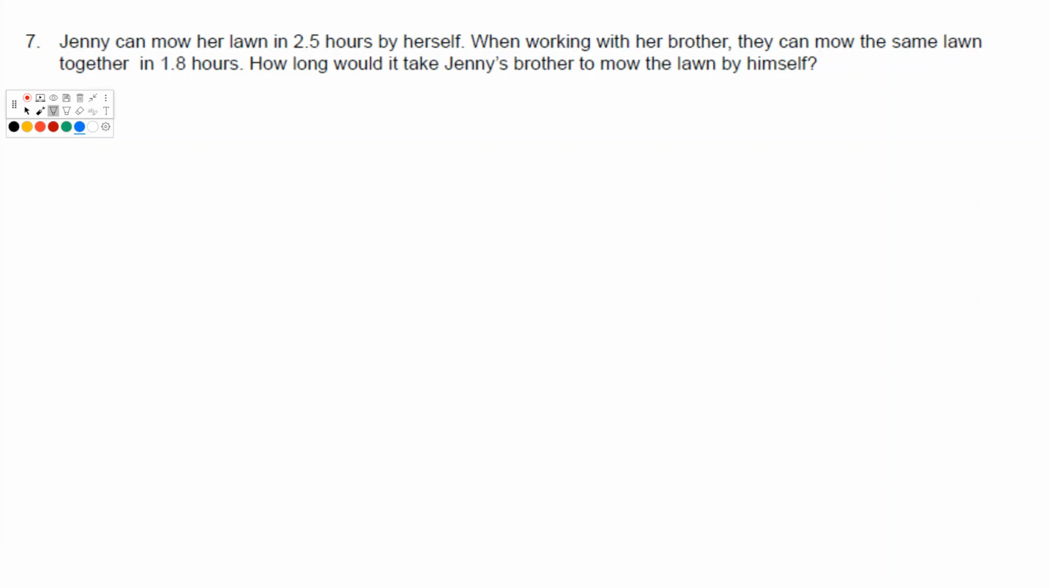Question number 7. Jenny can mow her lawn in 2.5 hours by herself. When working with her brother, they can mow the same lawn together in 1.8 hours. How long would it take Jenny's brother to mow the lawn by himself?